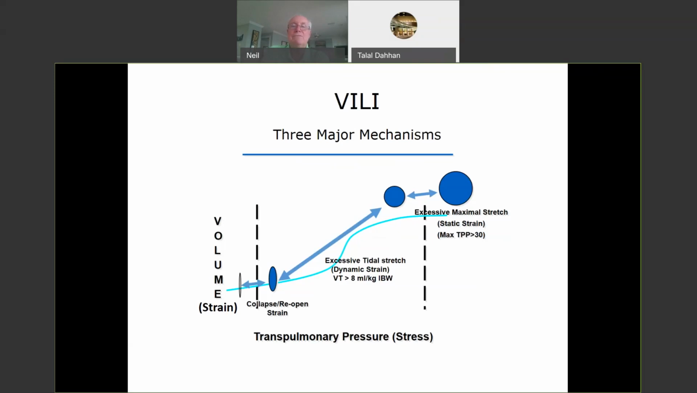And this occurs even if there's no excessive maximal stretch, and it occurs even if there is no collapse and reopening. It occurs when the tidal volume exceeds the normal human maximum, which is up around 7 or 8 milliliters per kilogram ideal body weight. So I want to look at these three mechanisms separately.